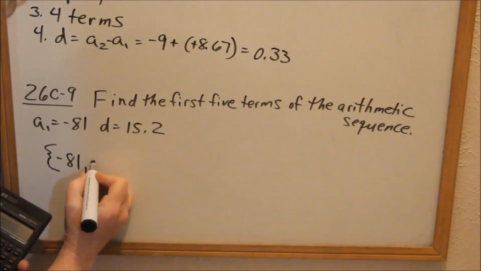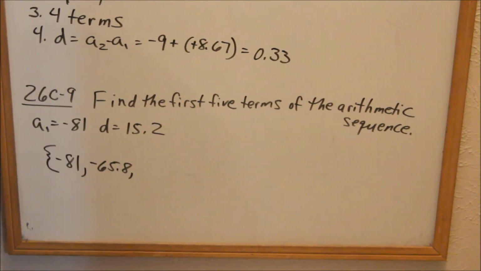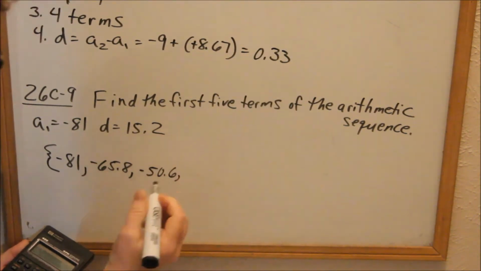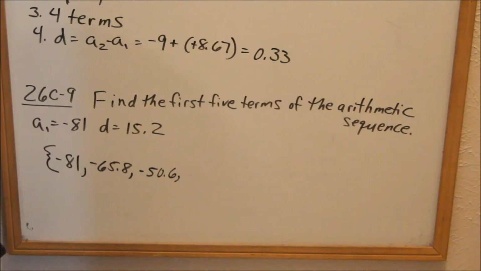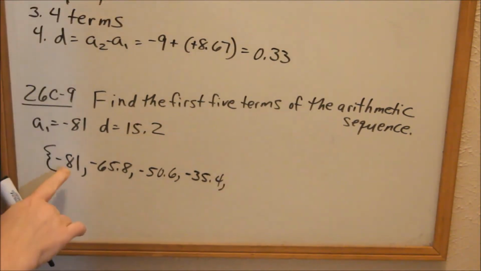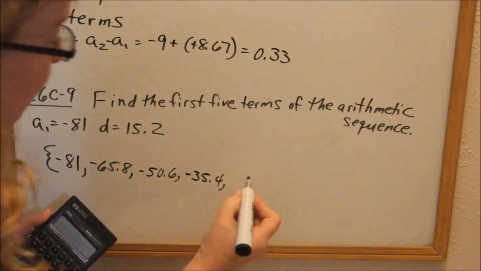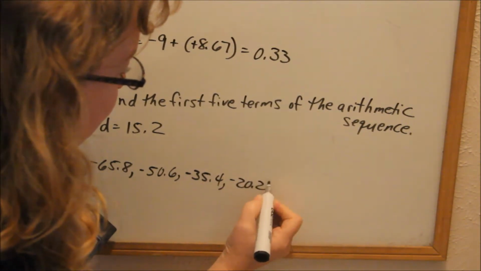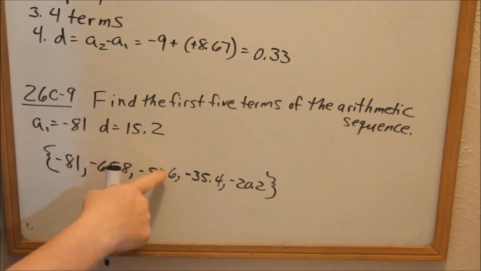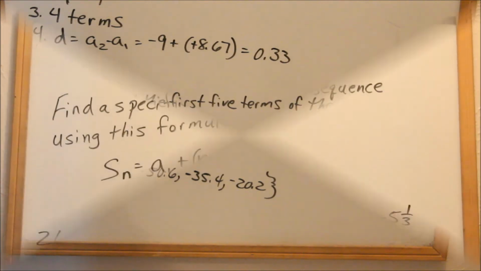That is negative 65.8. Then add 15.2 again to get the next number. Negative 50.6. Adding 15.2 to that to get the next number. Negative 35.4. That's 1, 2, 3, 4. We need 5 terms. So add 15.2 again to get negative 20.2. So all I'm doing is adding 15.2 to each number to get the next one. And now that is the first 5 terms of that sequence.